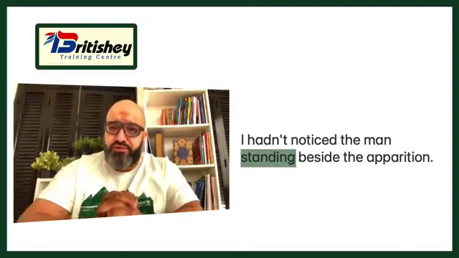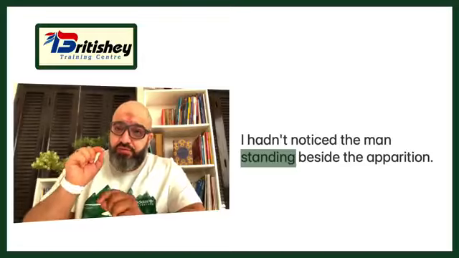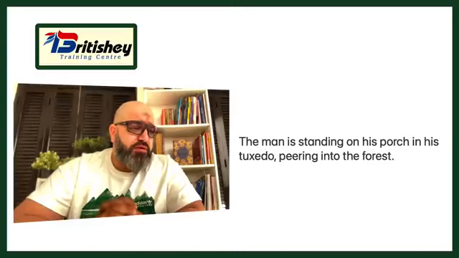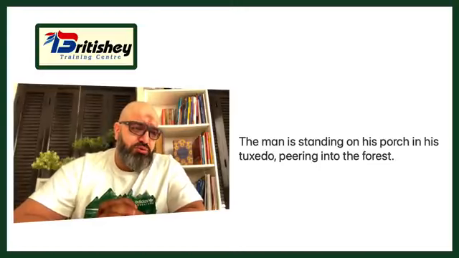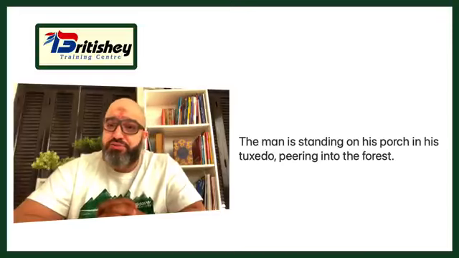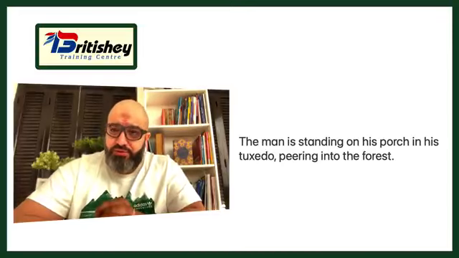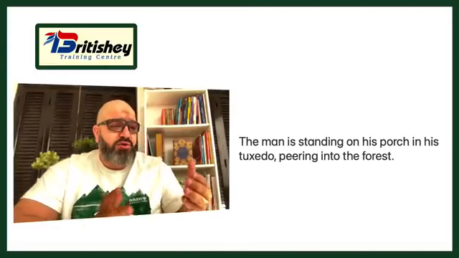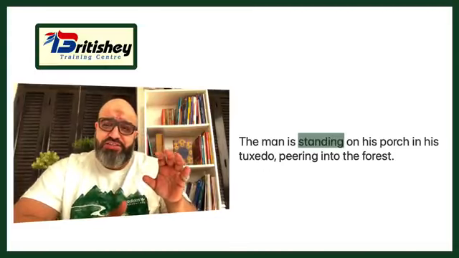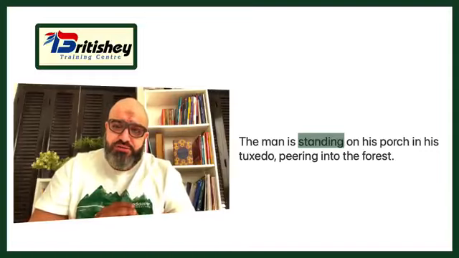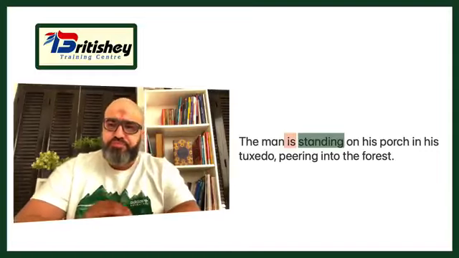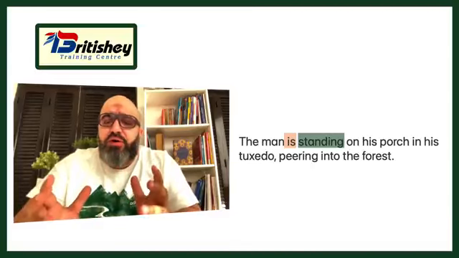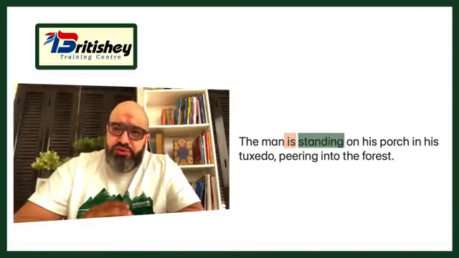Now let's have a look at another example, but this time the present participle is used as a verb. Let's read it together. The man is standing on his porch in his tuxedo, peering into the forest. Okay, one more time. The man is standing on his porch in his tuxedo, peering into the forest. So, we've got standing, and standing this time is a verb because it's preceded by verb to be, which is "is". Now, how are we going to be asked about this in the TOEFL ITP exam?